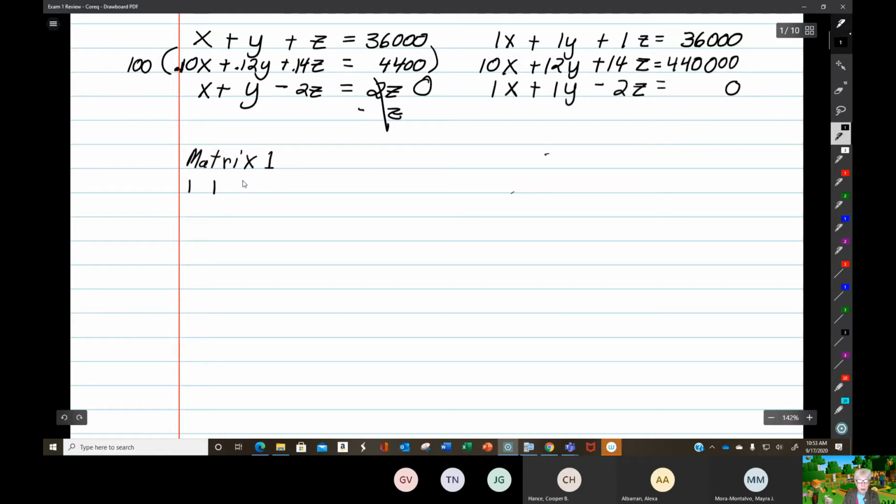1, 1, 1, 36,000. And 10, 12, 14, 440,000. And 1, 1, negative 2, 0. And that looks too much like an 11.